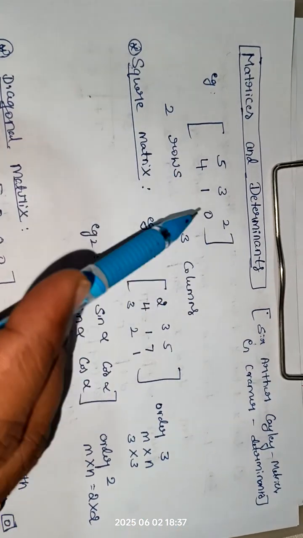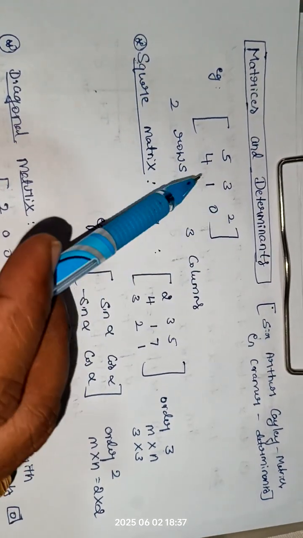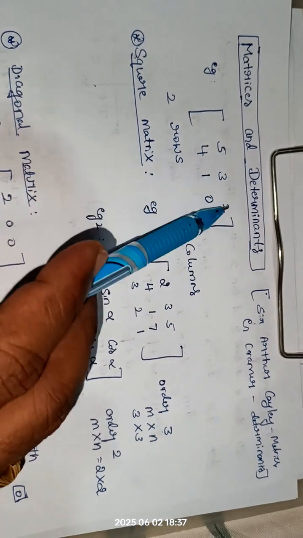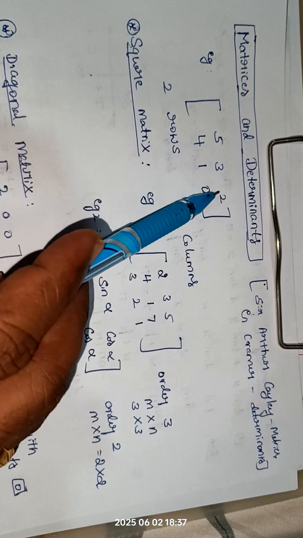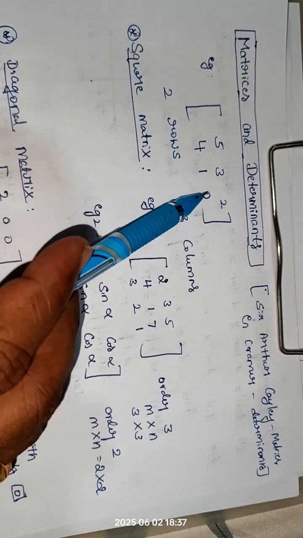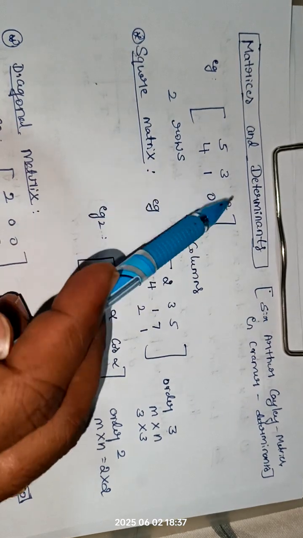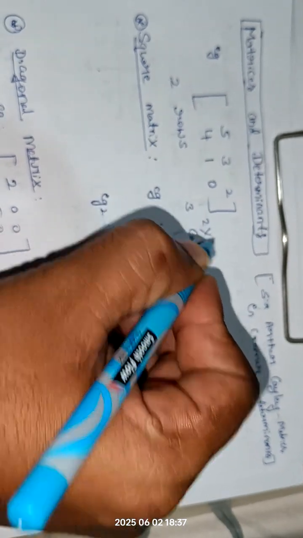Suppose we write this in a rectangular format consisting of some elements like this. We'll call this a row and this a column: horizontal is row and vertical is column. So how many rows are there? 5 3 2 is one row, 4 1 0 is another row. So two rows. Columns: 5 4, 3 1 and 2 0 are columns. So we'll call this a 2 cross 3 matrix.